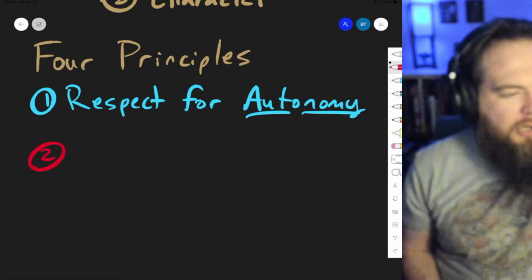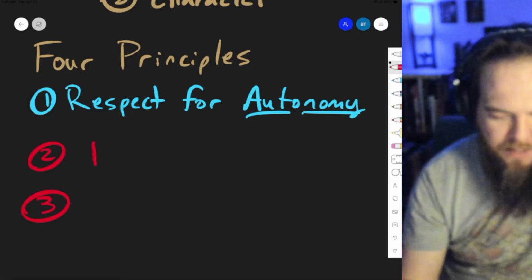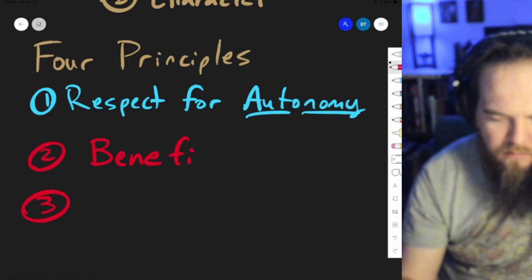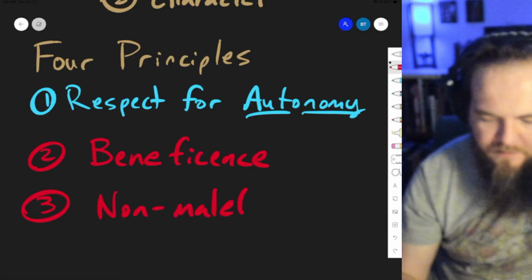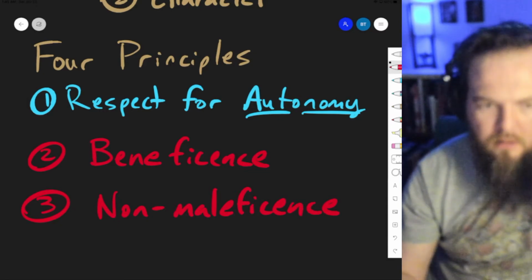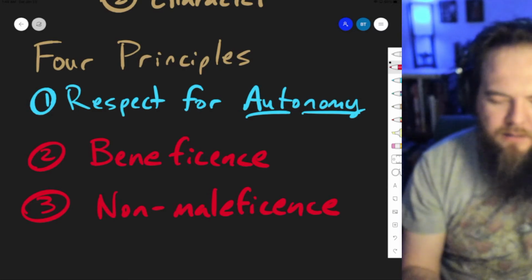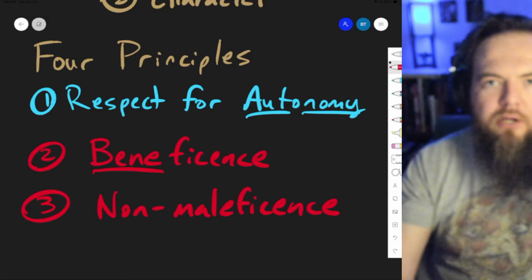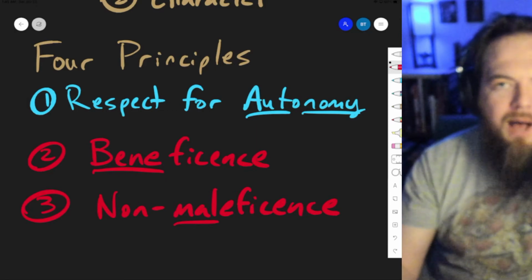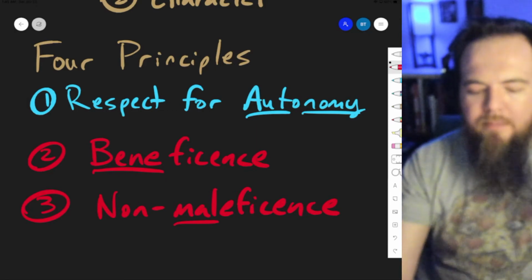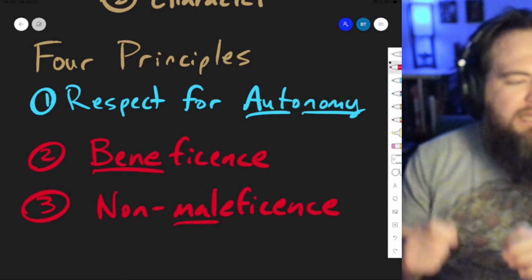There are a couple of principles that are going to go hand in hand, so I'm going to put them in the same color. One is beneficence, and one is non-maleficence. Okay? Beneficence, bene, actively doing good, right? Maleficence, mal, bad, meaning non-maleficence means actively avoiding harm, okay? Actively avoiding harm.